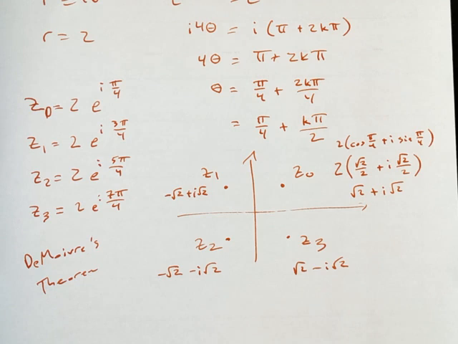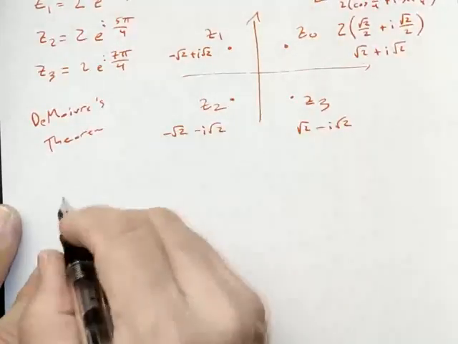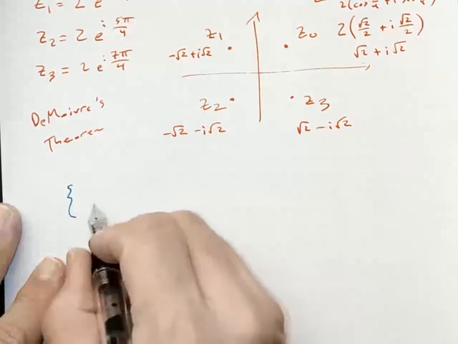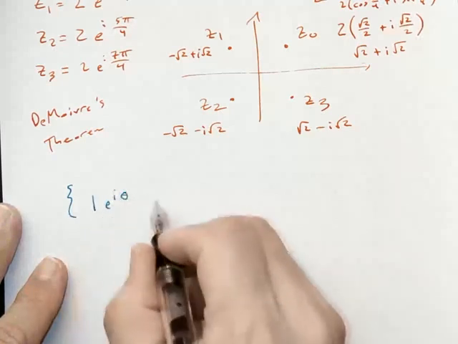Why are you doing this, Dr. Sassmore? What's the only radius that will work? One. So let's consider the set 1 e to the i theta.